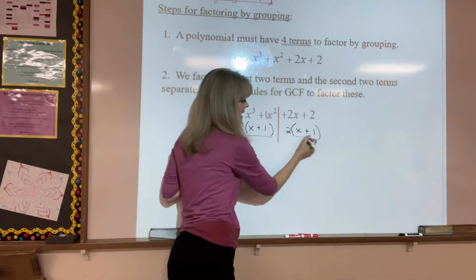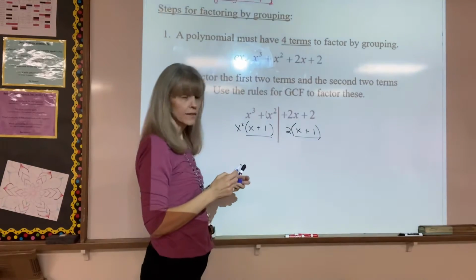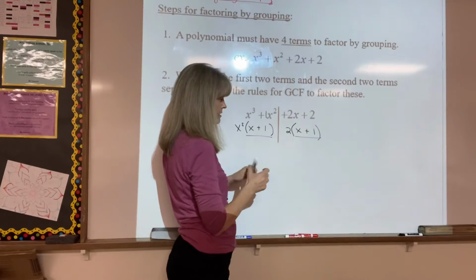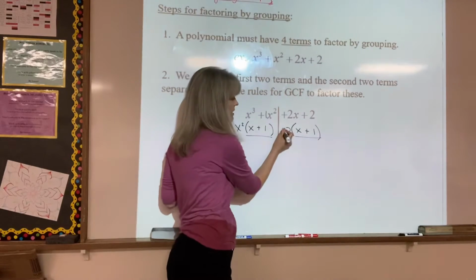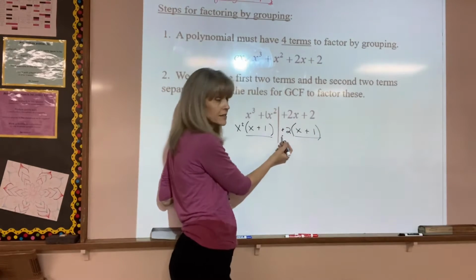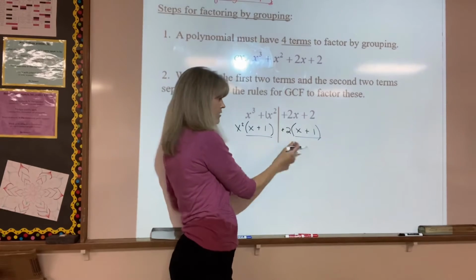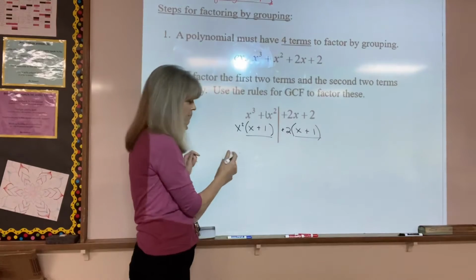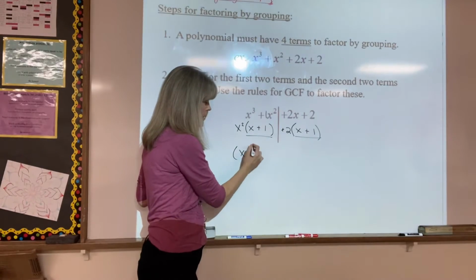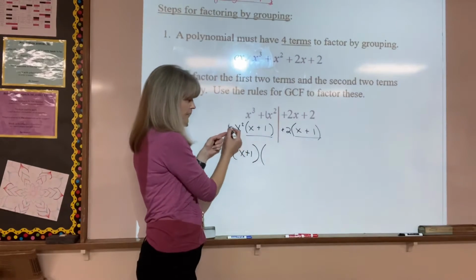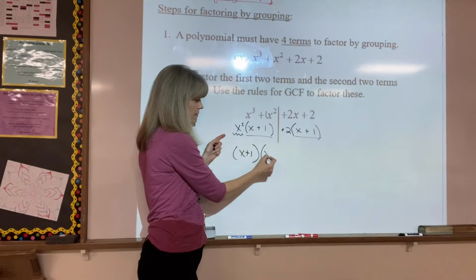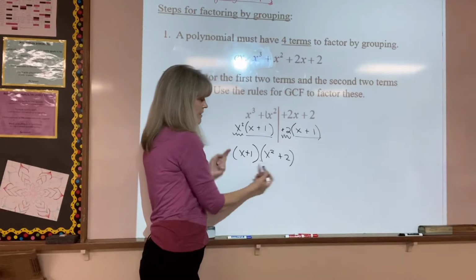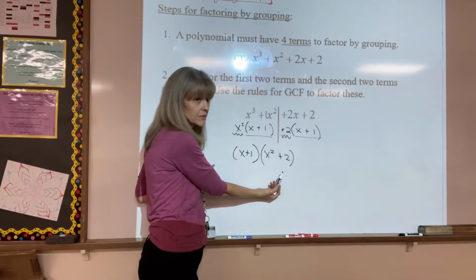Notice they have an x plus 1 in common. So now as I look at that whole thing, I should have put a plus there because that was a positive 2 that I took out. As I look at the whole thing, now I can factor out the x plus 1. And then look at what's left. Here I have an x squared. Here I have a plus 2. Now I've got it all factored.